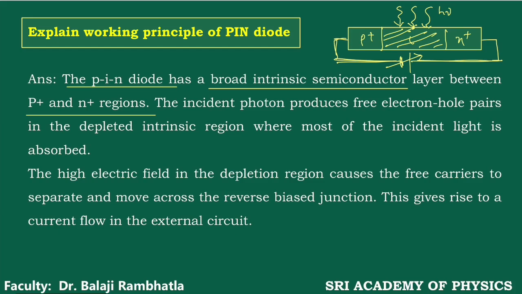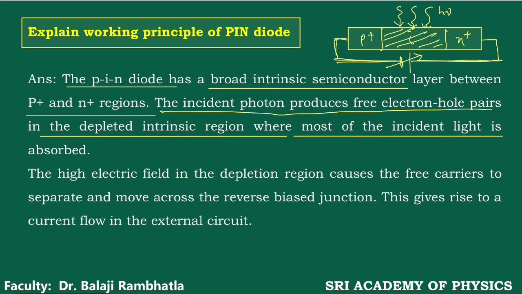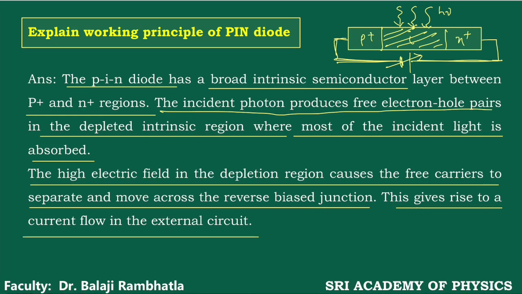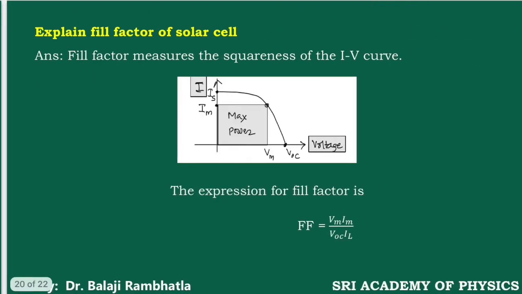So a PIN diode has a broad intrinsic semiconductor layer between P plus and N plus regions. The incident photon produces free electron and hole pairs in the depletion intrinsic region, where most of the incident light is absorbed. The high electric field in the depletion region causes the free charge carriers to separate and move across the junction. This gives rise to current flow in the external circuit.